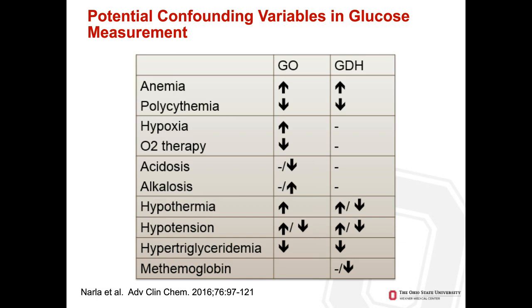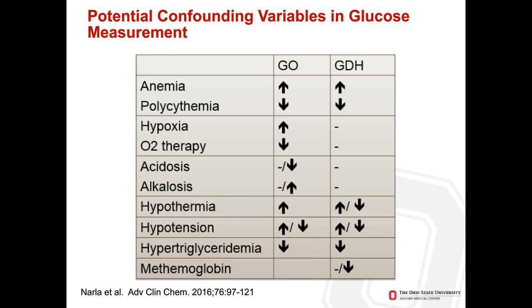The acid-base status is really important for an enzymatic reaction. Hypothermia, hypotension, these factors could potentially affect both types of enzymes. And then other kinds of interference, hypertriglyceridemia, methemoglobin.